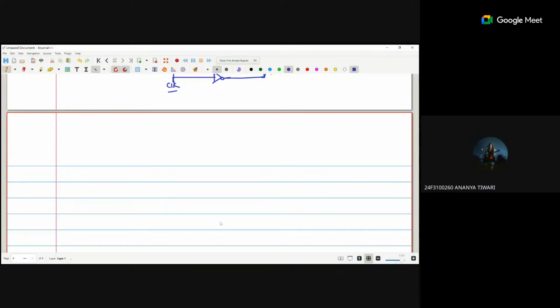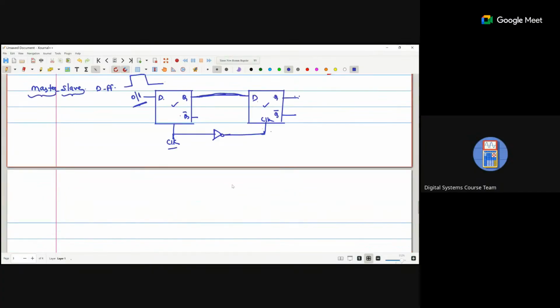Sir, can you explain this again? Yeah. The thing is that both will be clocked. We are taking only the two D latches. The latch is basically level triggered. So if we connect the clock directly to both, I'll just draw a timing diagram.